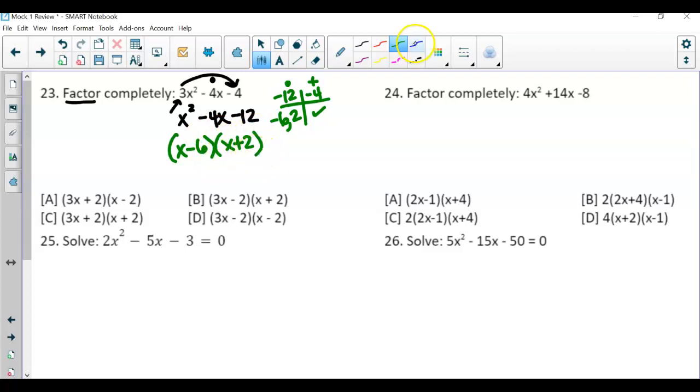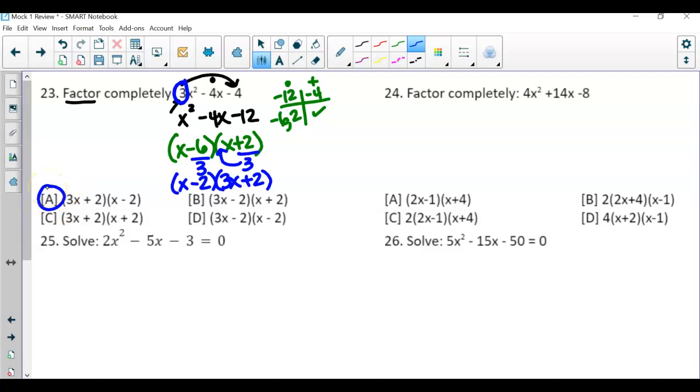But are we done? Nope. Because remember with bottoms up, right? Whatever you multiply by, that A value, now make sure to divide by 3. So here I've got x minus 2 times bottoms up, 3x plus 2. So that's why, guys, here the answer was A.